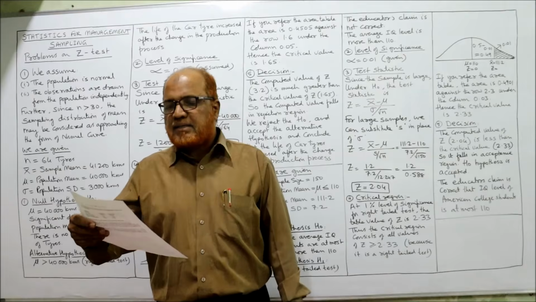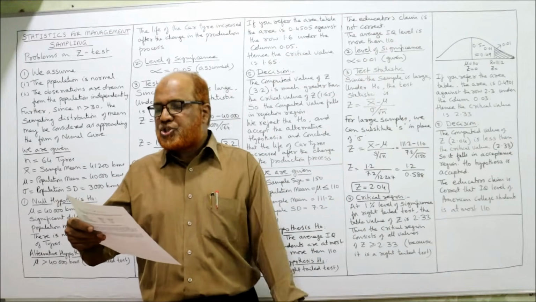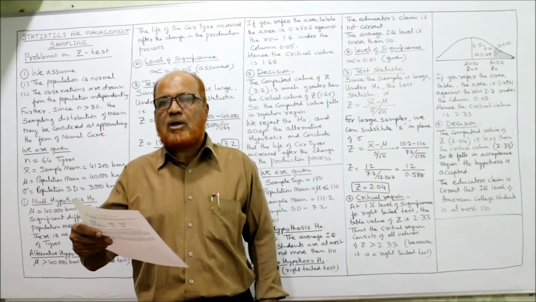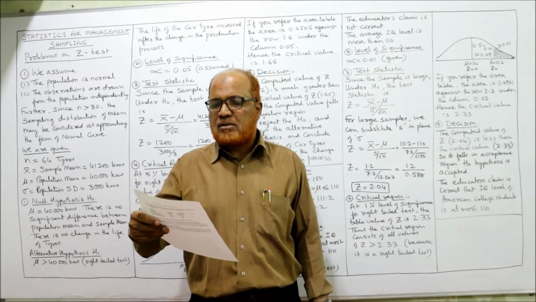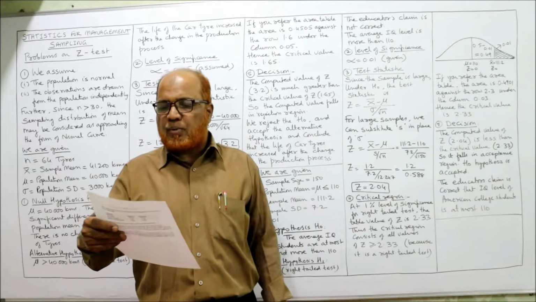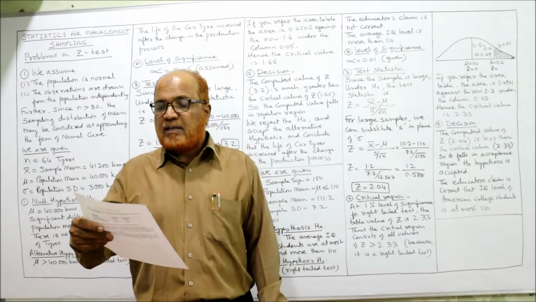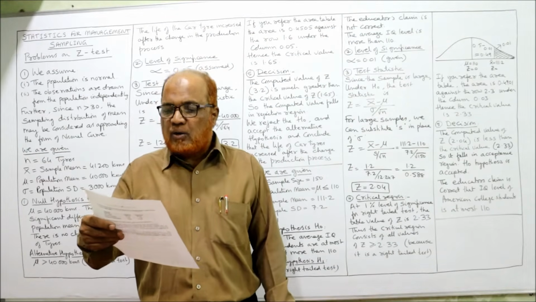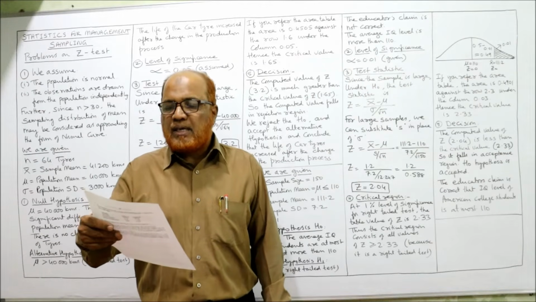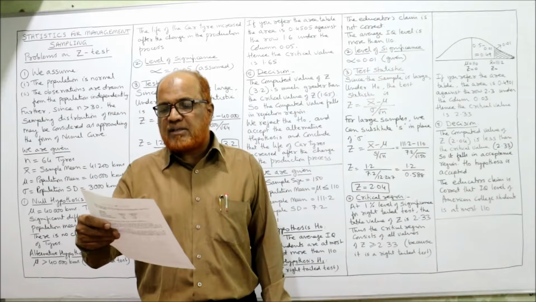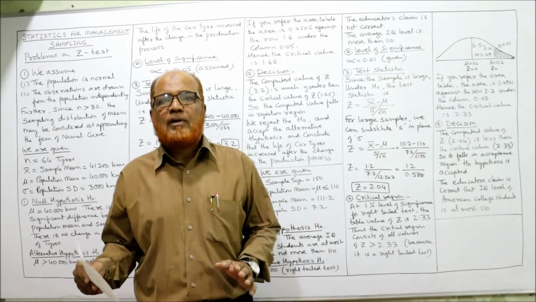A company markets car tires. Their lives are normally distributed with a mean of 40,000 kilometers and a standard deviation of 3,000 kilometers. A change in the production process is believed to result in a better product. A test sample of 64 new tires has a mean life of 41,200 kilometers. Can you conclude that the new product is significantly better than the current one?